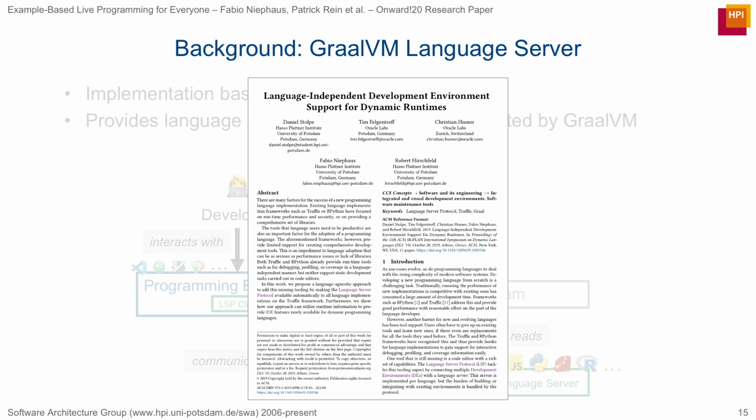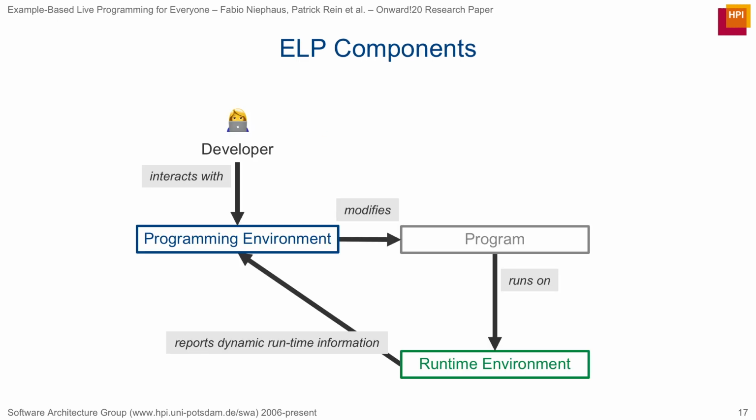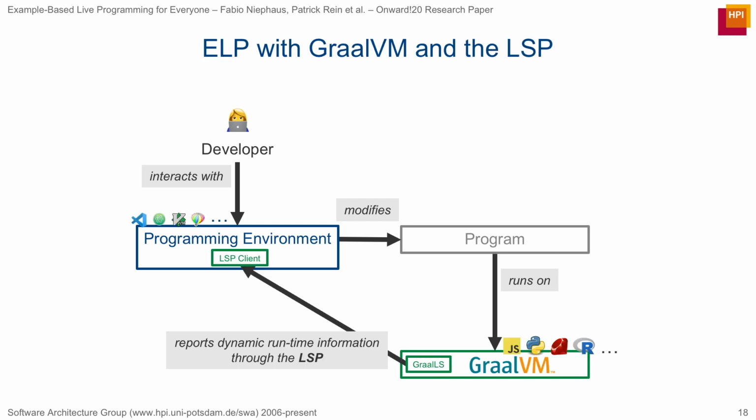To come back to our research question, can live programming systems be built in such a way that they are independent from both the language and the programming environment? If we look at the different ELP components, it looks quite similar to what I've shown you before. A developer interacts with the programming environment, which modifies a program. The program runs on a runtime environment, and the runtime environment can report dynamic runtime information back to the programming environment. If we use the LSP in our GraalVM language server, we can build an ELP system that is independent from a language and independent from a programming environment.